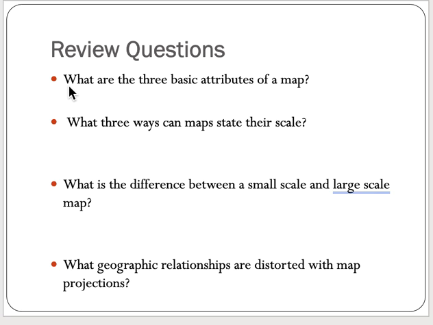So review questions. What are 3 basic attributes of a map? What 3 ways can maps state their scale? What is the difference between a small scale and large scale map? And what geographic relationships are distorted with map projections?